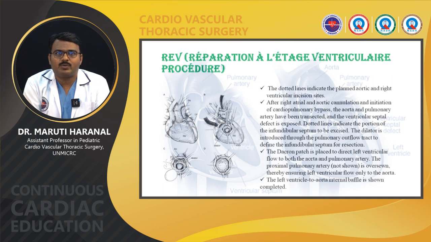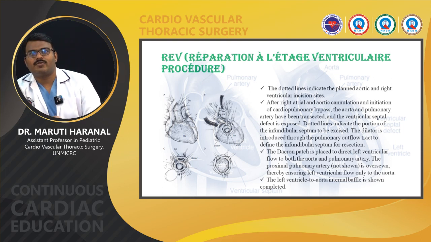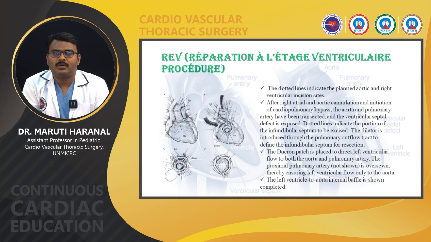In Reeve's operation, we enlarge the right ventricular outflow tract, in which we transect both the great arteries. We pass a Hegar through the pulmonary annulus to define the infundibular septum, and infundibular septum is resected to enlarge the left ventricular outflow tract, and intraventricular tunneling is done to divert the left ventricle to the aorta. The cardiac end of the pulmonary artery is oversewn.